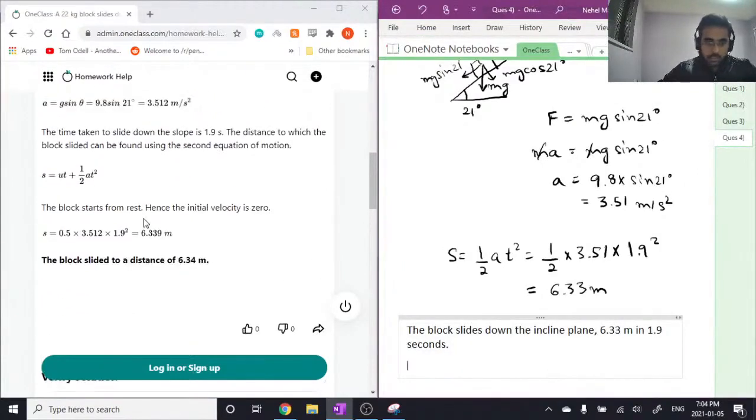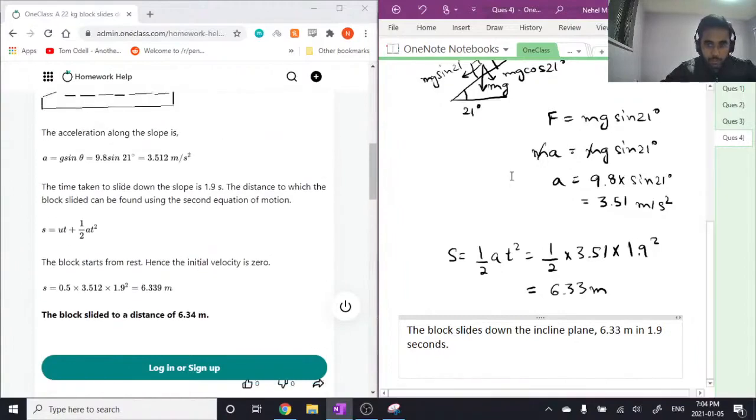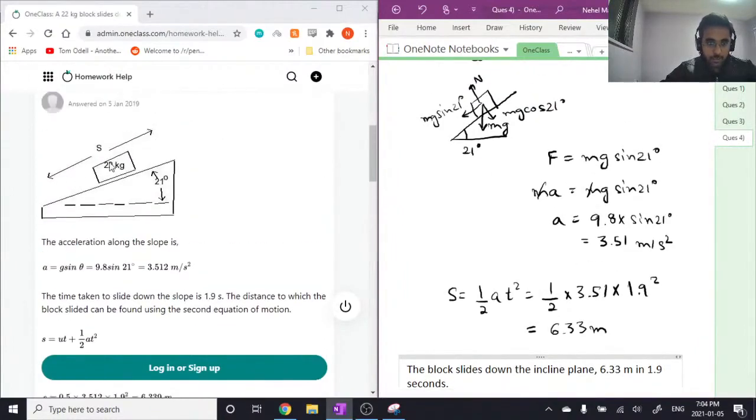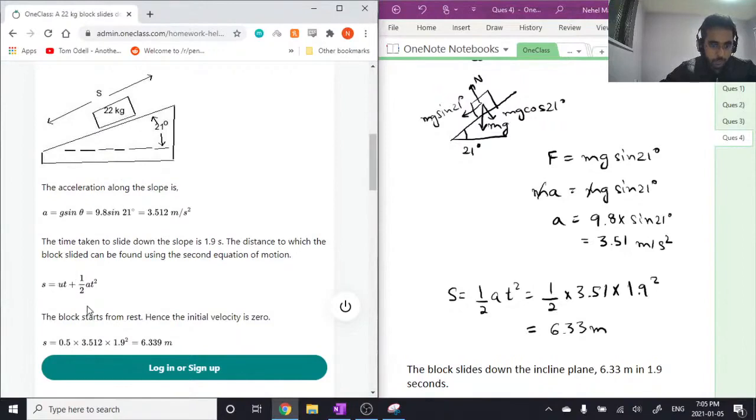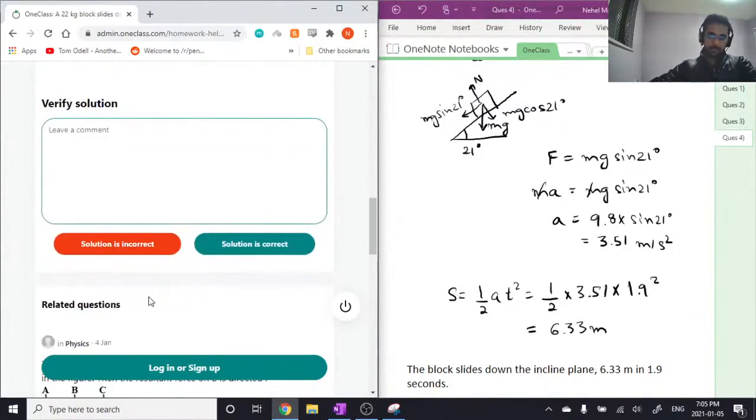Alright, so that's the final answer, and they have gotten the same answer as well. They used the free-body diagram, but they did not show it, which I highly suggest we prepare every time we're solving any box-related question. Then we use the equation of motion. Since it's at rest, the answer is correct. So I'm going to mark this as incorrect because I personally do believe that we need to show the free-body diagram every time we do a question like this.